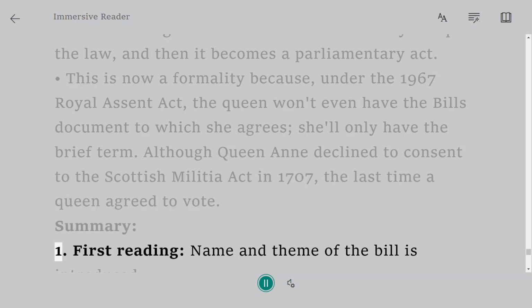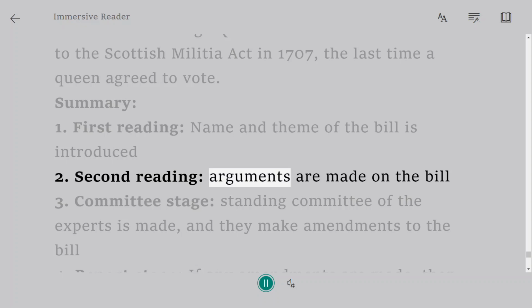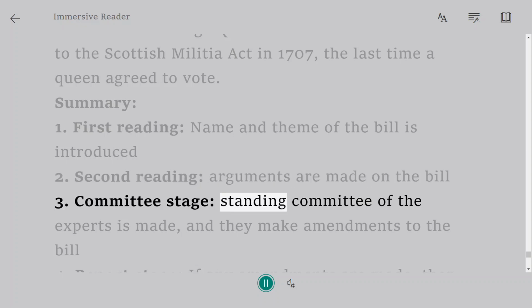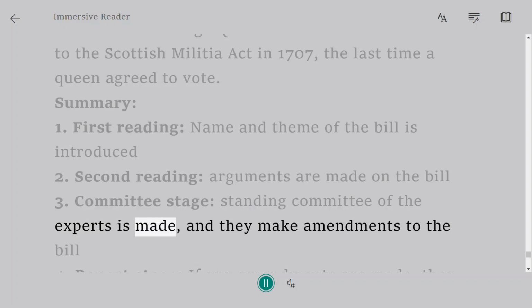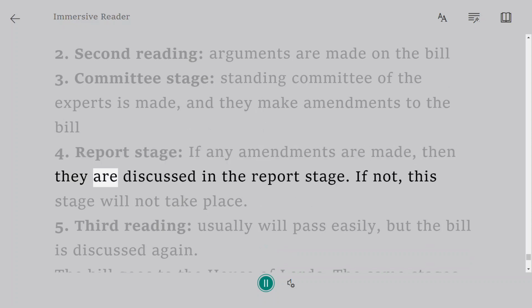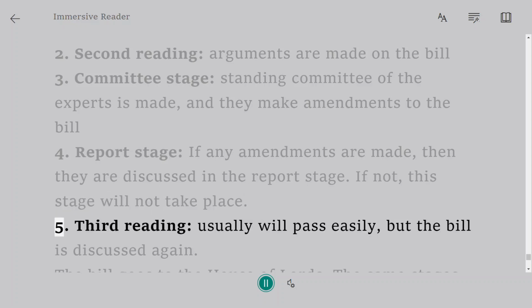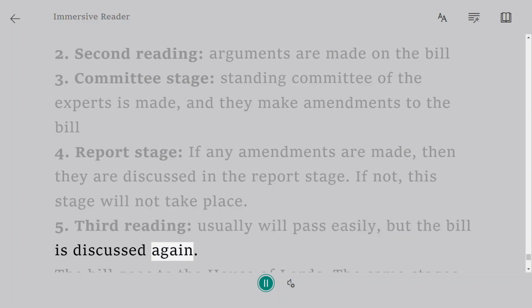Summary. 1. First reading, the name and theme of the bill is introduced. 2. Second reading, arguments are made on the bill. 3. Committee stage, a standing committee of experts is formed, and they make amendments to the bill. 4. Report stage, if any amendments are made, then they are discussed in the report stage. If not, this stage will not take place. 5. Third reading, usually it will pass easily, but the bill is discussed again.